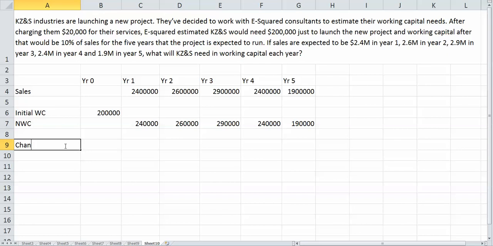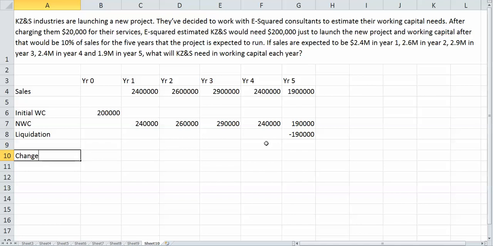So now we're looking at the change in working capital. Oh, also I should make this point too. In year 5, we're going to terminate the project, which is actually going to create a liquidation of all the working capital that we have left. So in year 5, we have $190,000 in working capital. And we're going to free all of that up. So it's just equal to the negative of that. Okay?